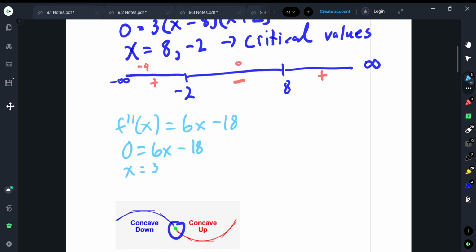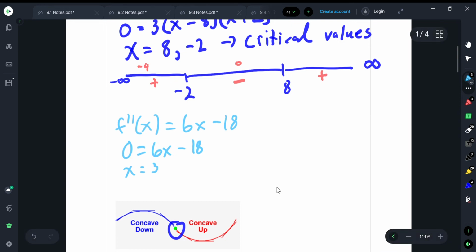So that's the inflection value. The inflection point would be, I'll just put it there. So the inflection value is at 3. So we could see here that if I put this point here, 3, at that point is where it's going to change concavity. All right, very simple.